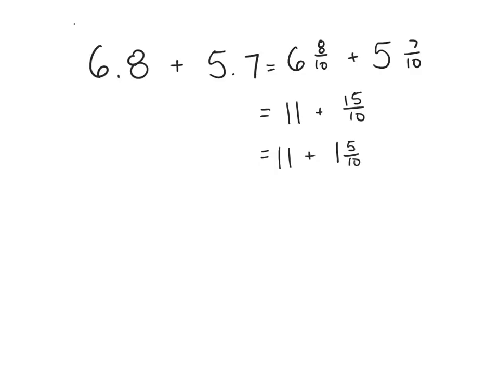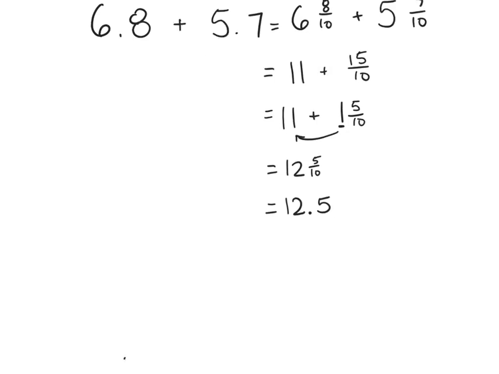And now that I have 1 and 5/10, I can add that whole number to the 11. So I'm going to get 12 and 5/10. So now that I have this simplified down to its simplest form here, I can rewrite it as a decimal. So 12 and 5/10 written as a decimal will be 12.5, just like that. So let's take a look at one more example here.